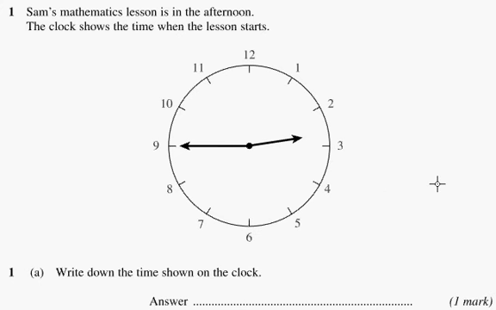An important thing that you need to know right away is the difference between the hour hand and the minute hand. The hour hand denotes how many hours have passed and is the shorter hand, the shorter arrow. The minute hand is the longer arrow, and that shows how many minutes have passed.